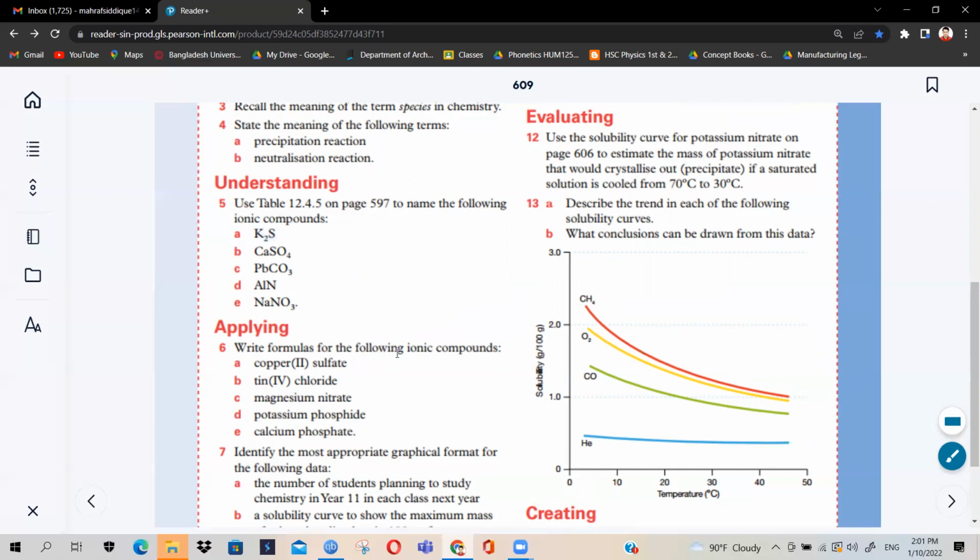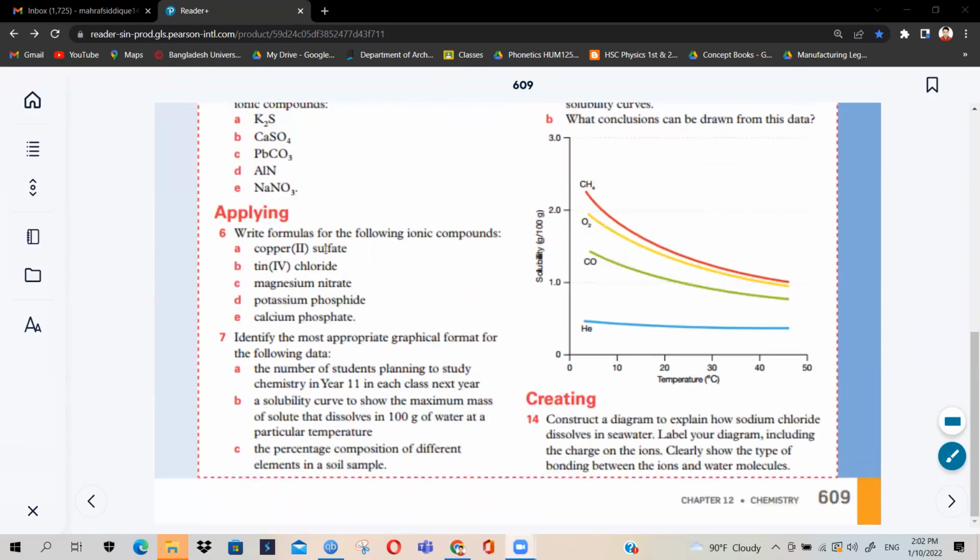Then AlN. Aluminium nitride. Is it nitride? Yes, with a D, okay? Nitride. Yeah. And that would be sodium nitrate for E.